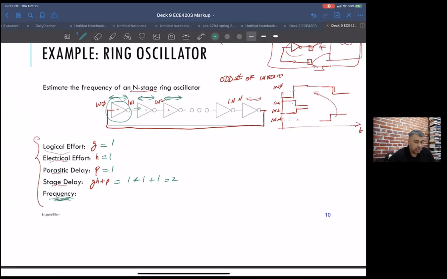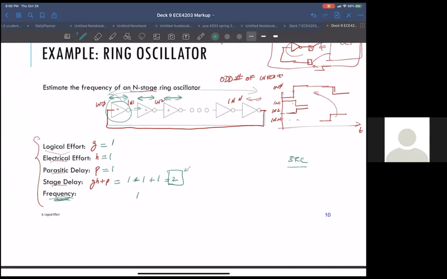So before we figure out the frequency, now this is the delay. We're not going to add 3RC yet, and we're not looking at a specific process yet. So just think of it in terms of numbers. What's the total delay through n stages if the delay per stage is 2? 2 multiplied by n. Exactly, so total delay is 2n.